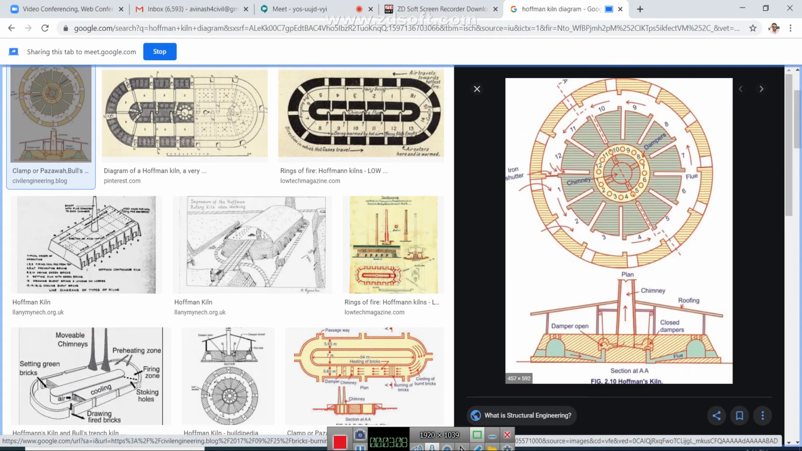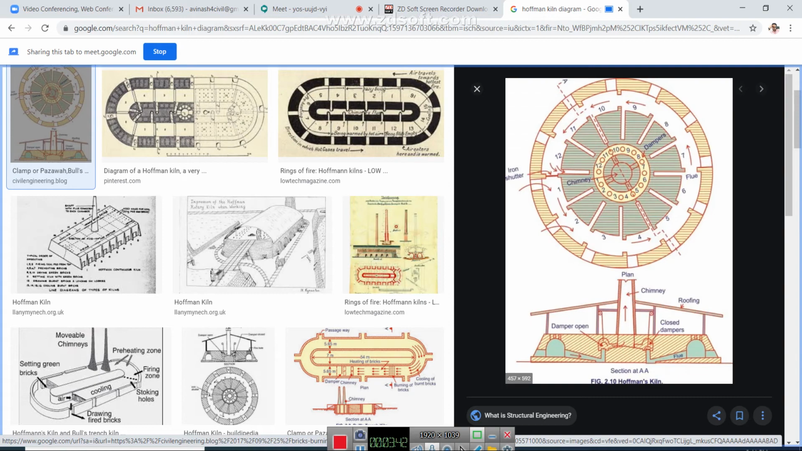Now as I told you, there are 12 chambers. The functions of the various chambers are as follows. Chamber 1 is used for loading bricks. Chambers 2, 3, 4, 5 are used for drying and preheating. Chambers 6 and 7 perform the actual burning operation. Then chambers 8, 9, 10 and 11 are for cooling, and chamber 12 is for unloading. So these are the functions of all the 12 chambers.